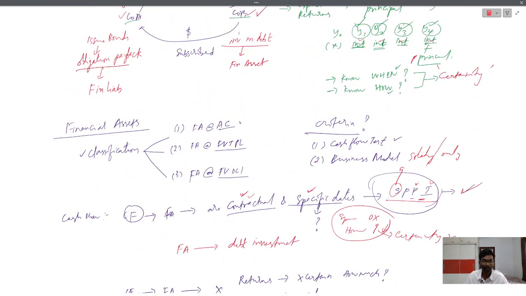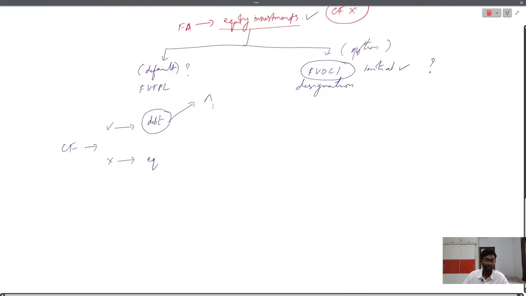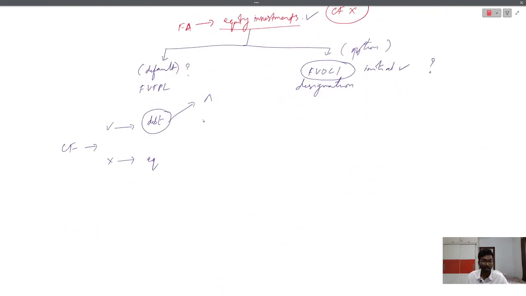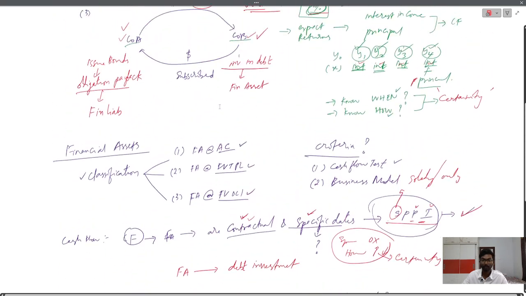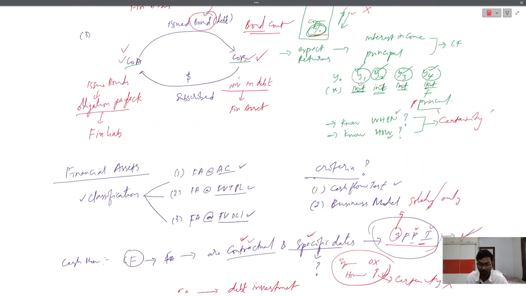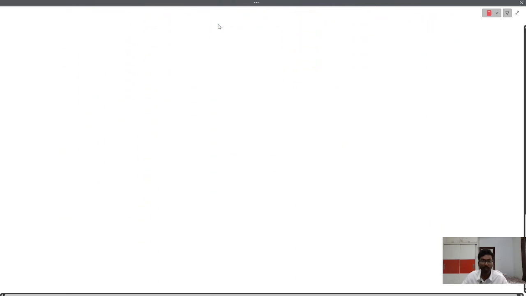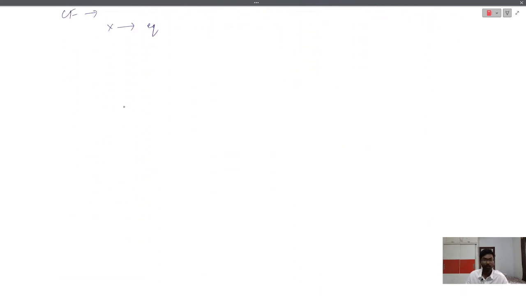These three categories: 1, 2, 3. How do we measure? How do we classify them? There is some other criterion which is called the business model. Now we need to examine our business model. Here we talked about criteria, right? Cash flow test is done. Now we are looking at business model. Now what is this business model? Very simple. Business model.